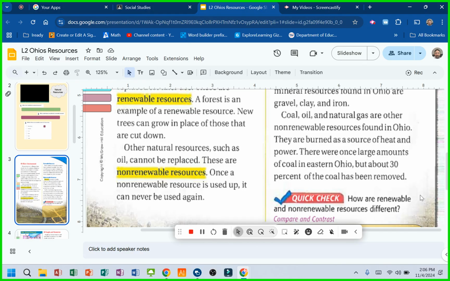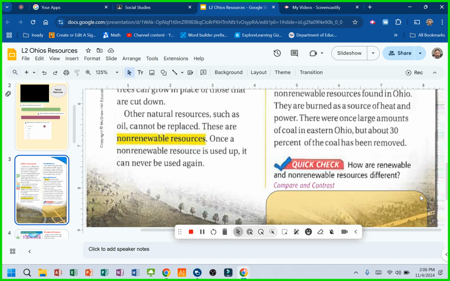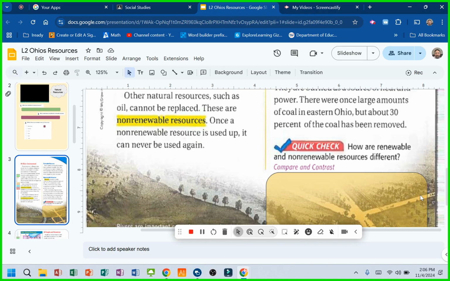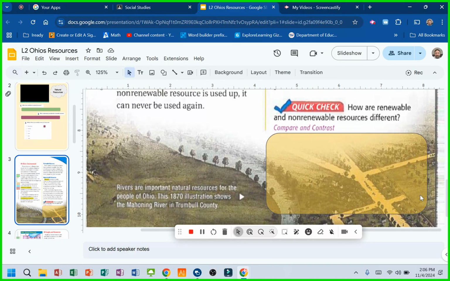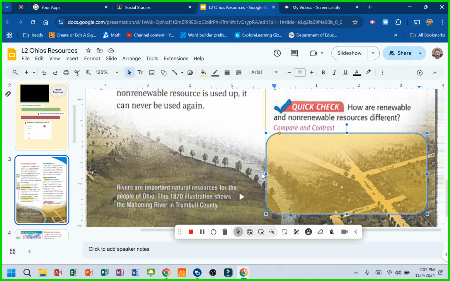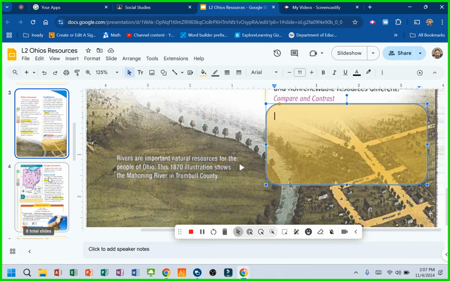There were once large amounts of coal in eastern Ohio, but about 30% of the coal has been removed, right? That means there's how much left? 70%. All right, so you're going to answer this question. How are renewable and non-renewable resources different? I would say they're pretty different, right? And you're going to answer that right in here, okay? All right. Let's keep looking.